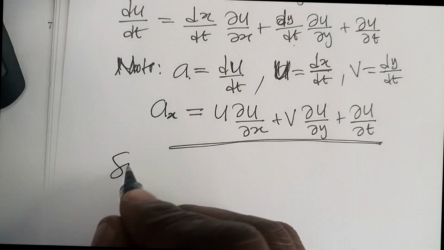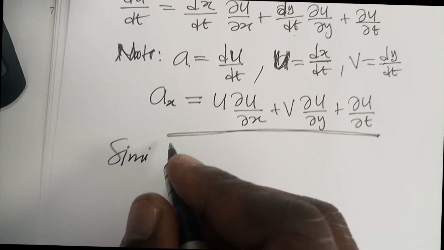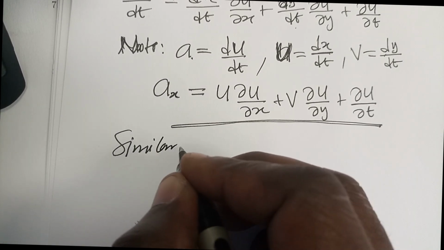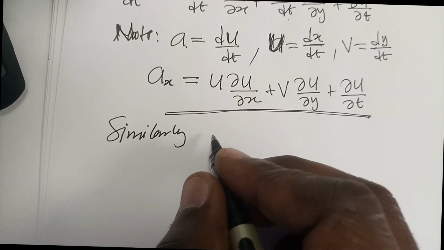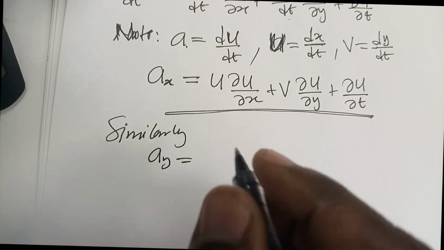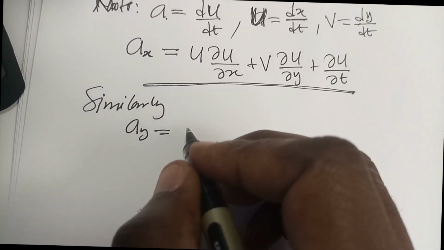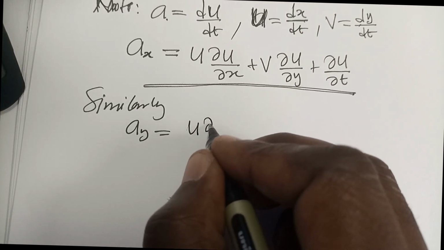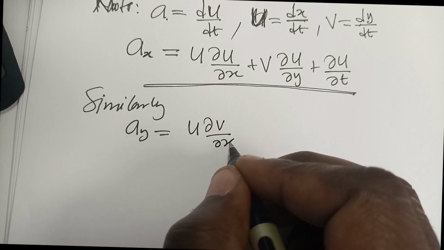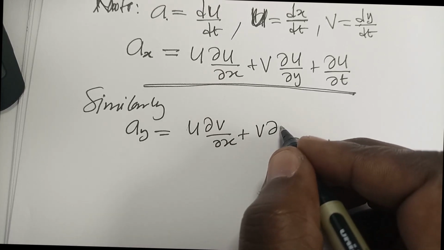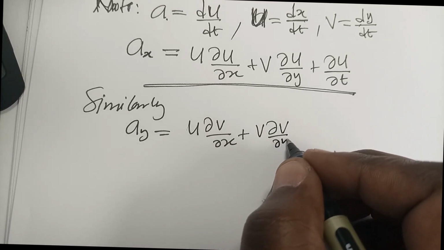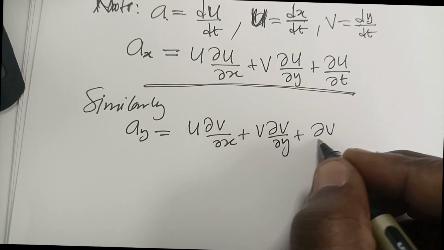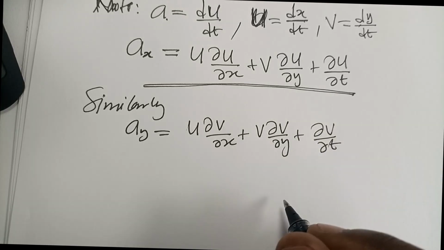Similarly, you are supposed to finish it. Ay can be calculated and it can be found to be u v_x plus v v_y plus v_t, in a similar way.